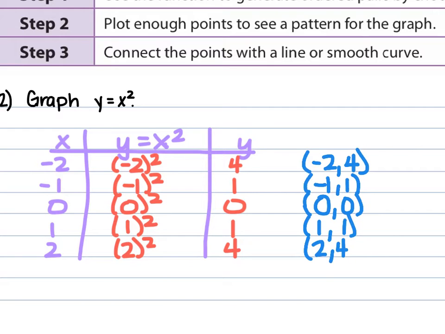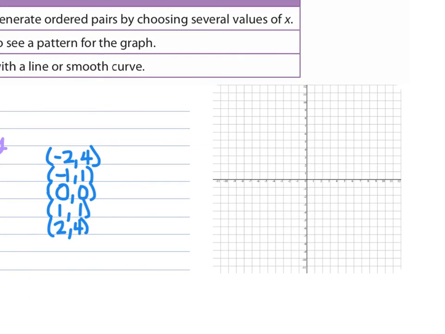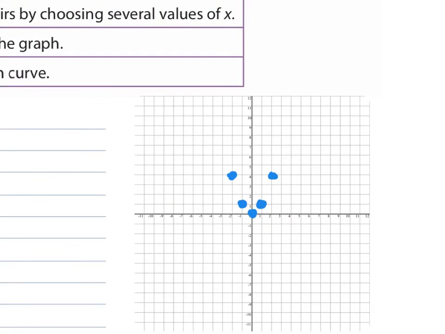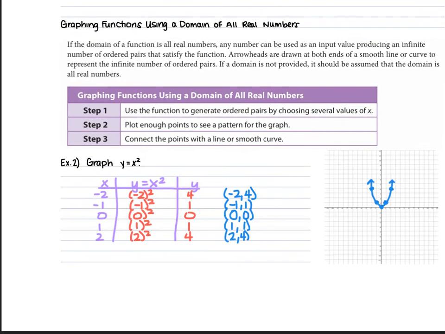All right. So if we go to plot these points, we're going to have (-2, 4). So to the left 2, up 4. It's going to be here. Then (-1, 1), (0, 0), (1, 1), and (2, 4). So from these points, we can actually draw a curve through them, making sure those arrows are on the top of that curve.